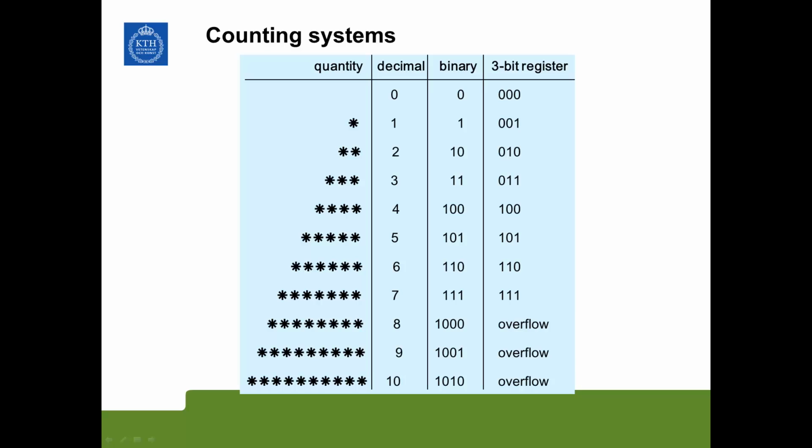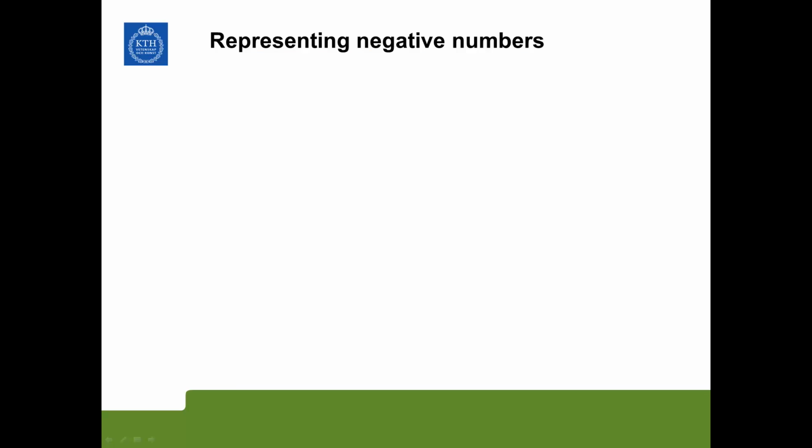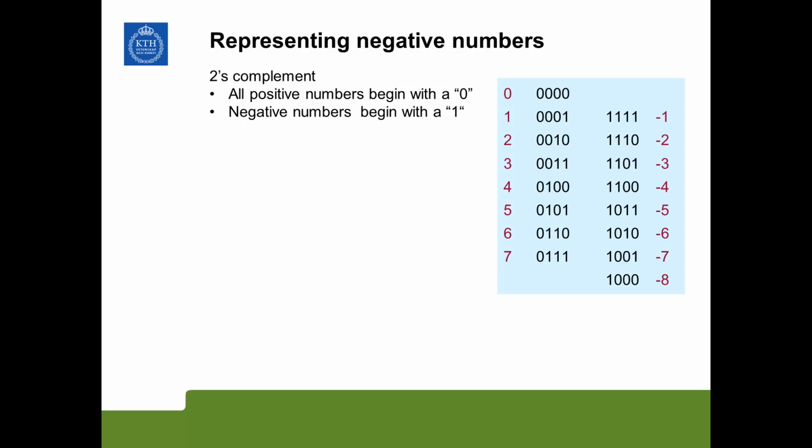It's also possible to represent negative numbers in binary. We talk about the 2's complement, which means that all positive numbers start with a 0 and all negative numbers start with a 1. So the most significant digit in the binary number represents the sign.